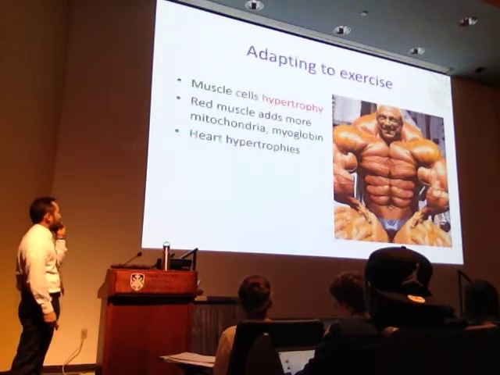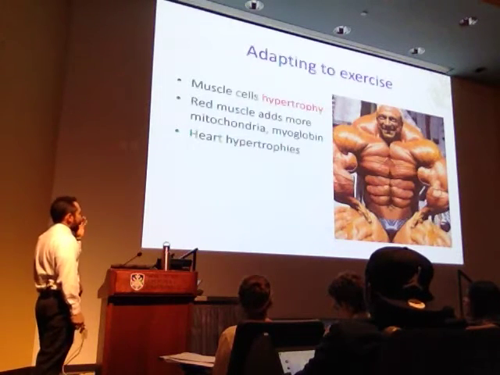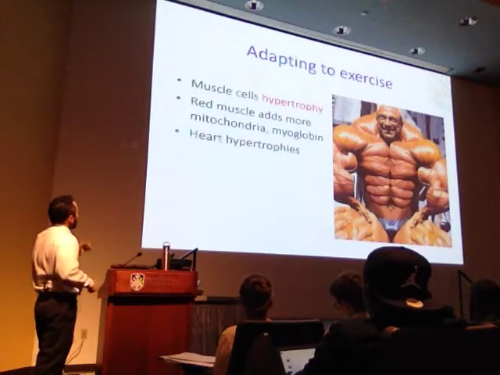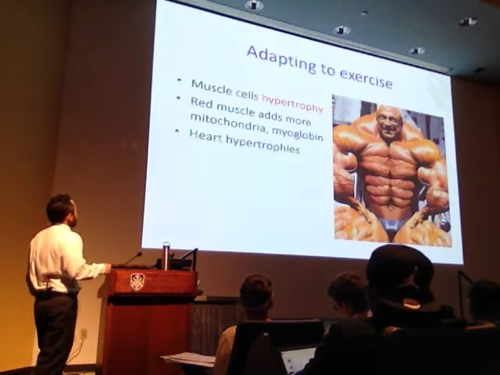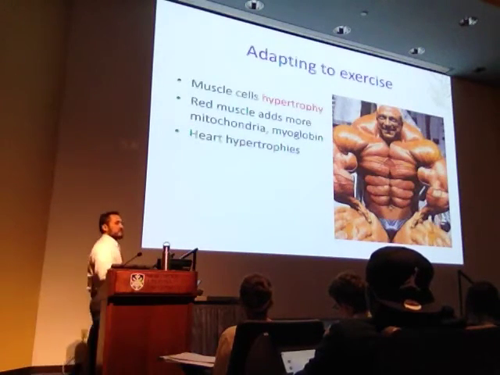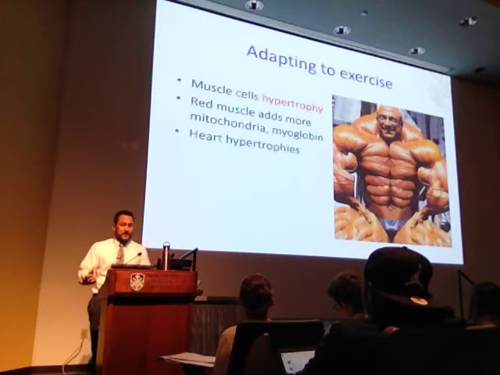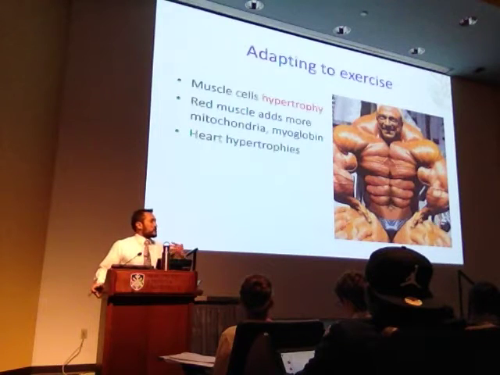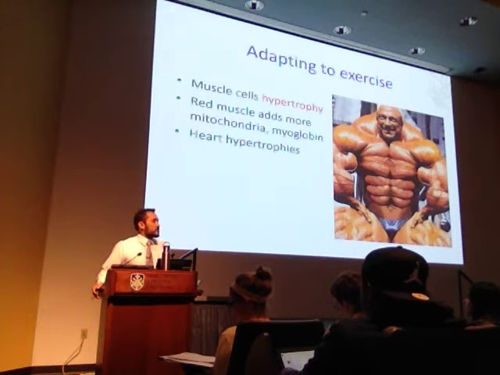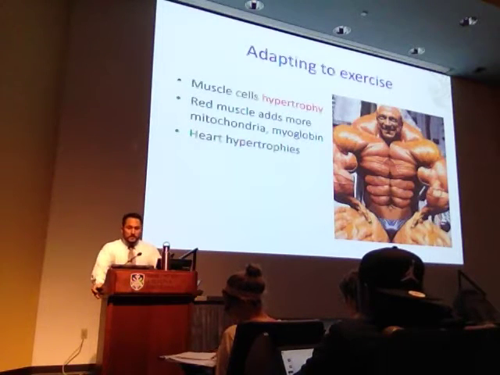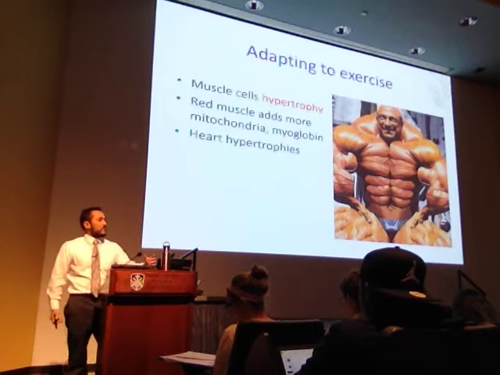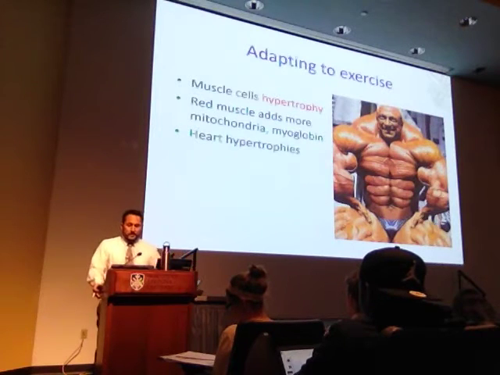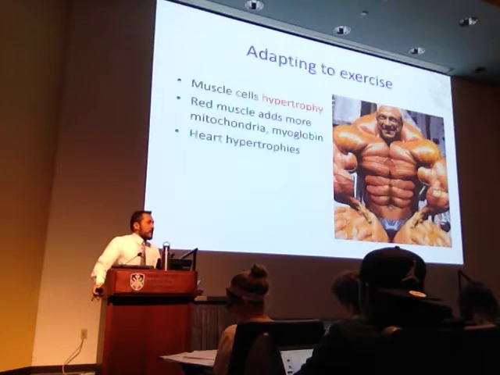Okay? This is before I started teaching. But muscle cells obviously are going to respond to exercise, and they're going to adapt. Muscle cells will enlarge in size, and that's a word called hypertrophy. Hypertrophic cells are enlarged cells. The red muscle is going to add more of the mitochondria and myoglobin. That's the slow oxidative, or the type 1 fiber.